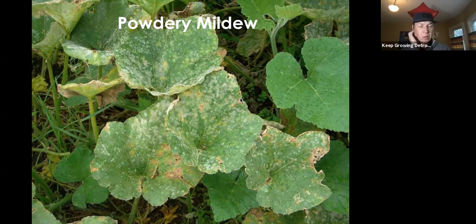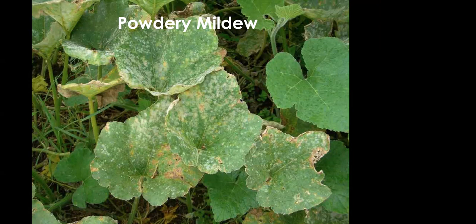And that would relate to other things in the family too, yeah? Yes, so pretty much all cucurbits, which are watermelon, winter squash, summer squash, all of those are susceptible to the same type of powdery mildew.